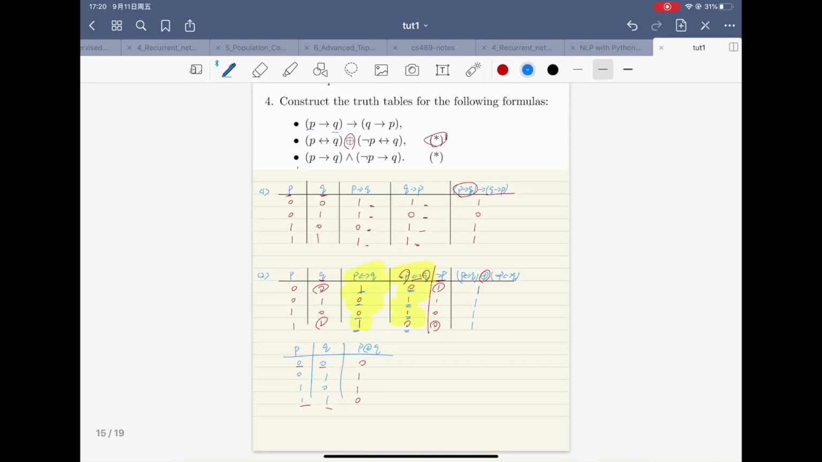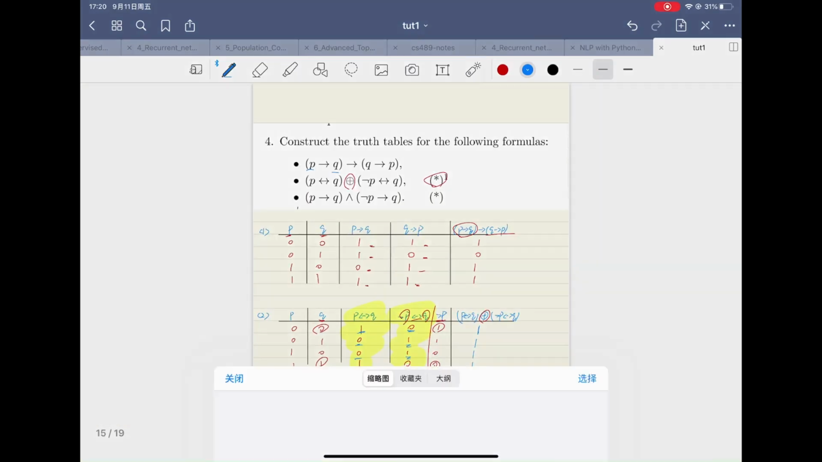Right? Cool. And third one is P implies Q and not P implies Q. Okay. Oh, sorry about that.